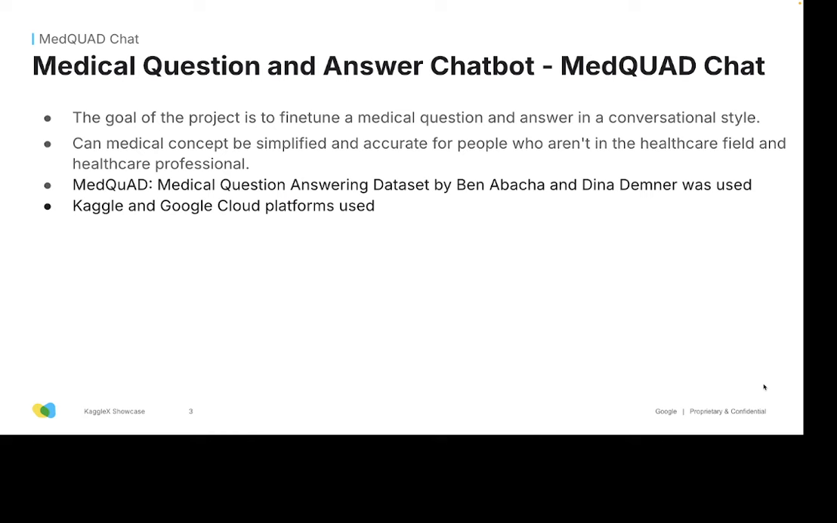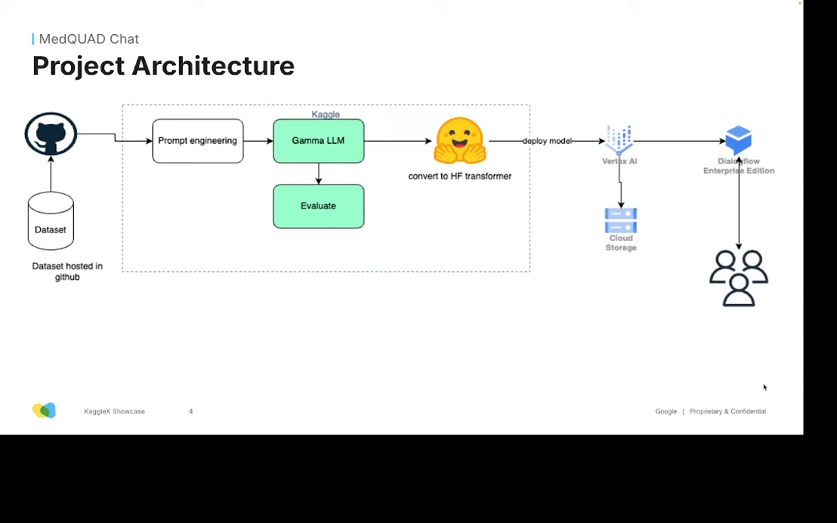For this project, the MedQuAD dataset was used, developed by Ben Abacha and Dina Demner-Fushman. Special thanks to Kaggle and the Google platform for allowing this project to be actualized. The overall architecture of the project is that we're using GitHub to host the data set, and all the coding was done within the Kaggle space and the Google platform.